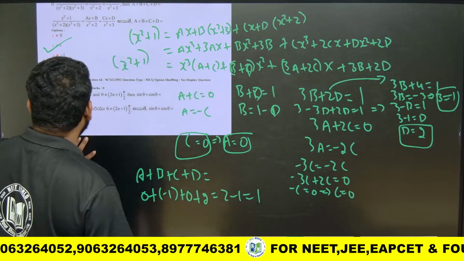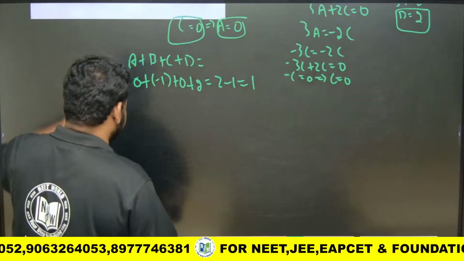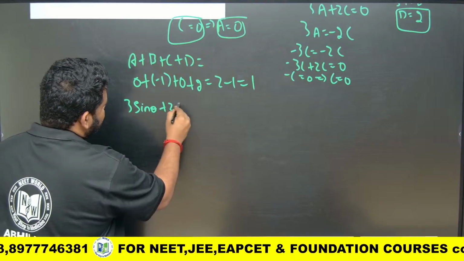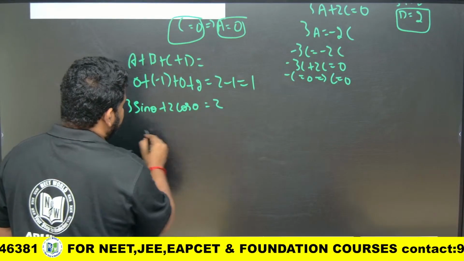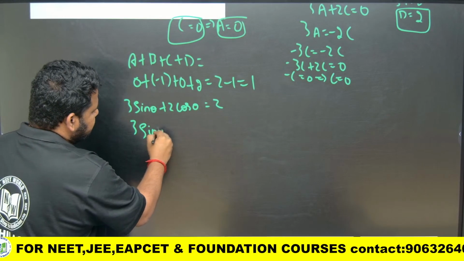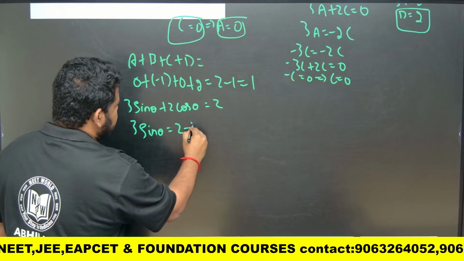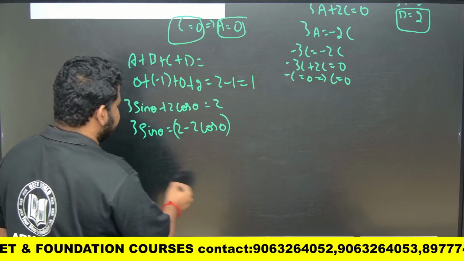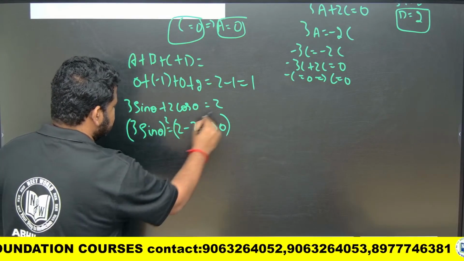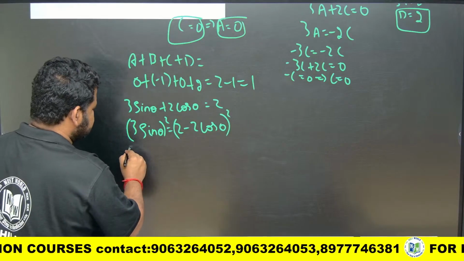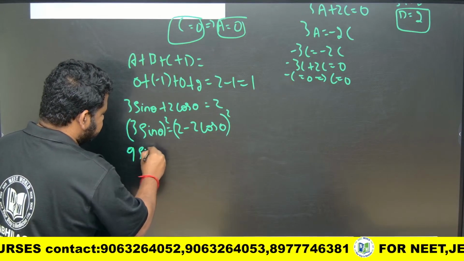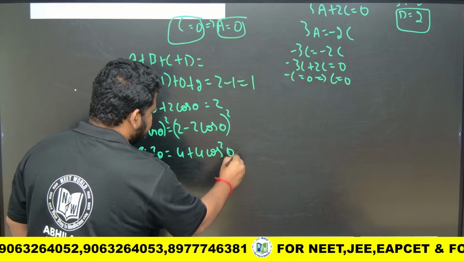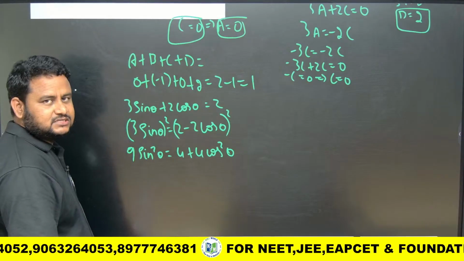Okay, let us write it here. 3 sin theta plus 2 cos theta is equal to 2. So I can write it as 3 sin theta is equal to 2 minus 2 cos theta. If I square on both sides, this becomes 9 sin square theta is equal to 4 plus 4 cos square theta minus 2ab.